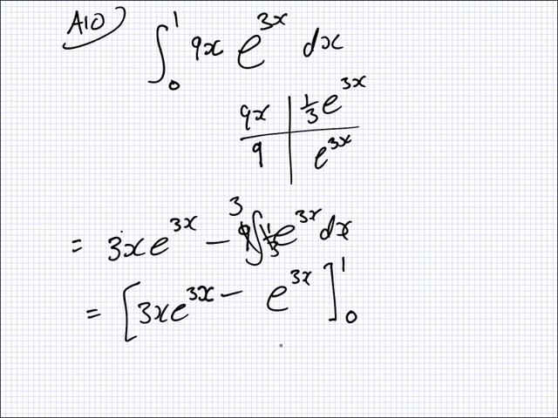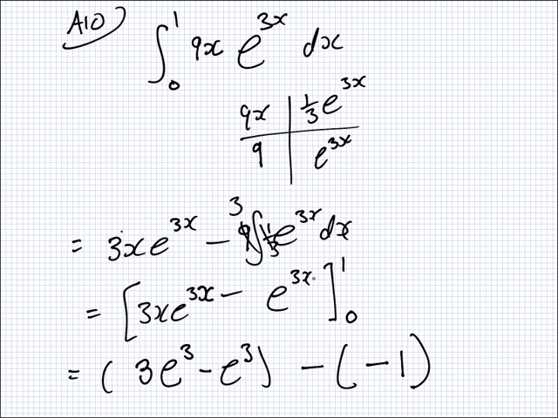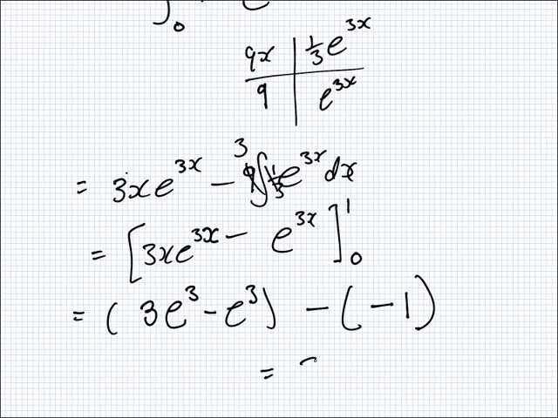Okay. Sub in 1 and sub in 0. If I sub in 1, I get 3e3 minus e3, so that's just 2e3. And if I sub in 0, minus 1. e0 is 1. You thought you took a shortcut and screwed up. 2e3 plus 1 is the answer. The question said find the exact answer, so this is the answer.